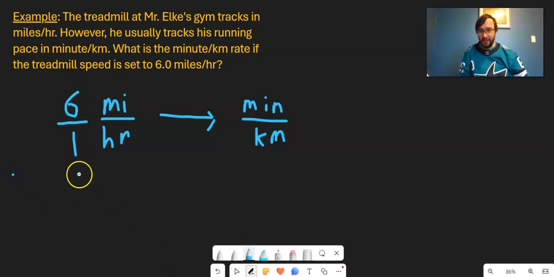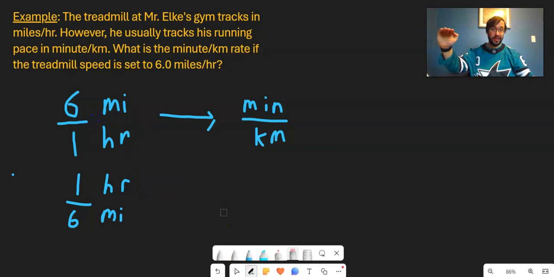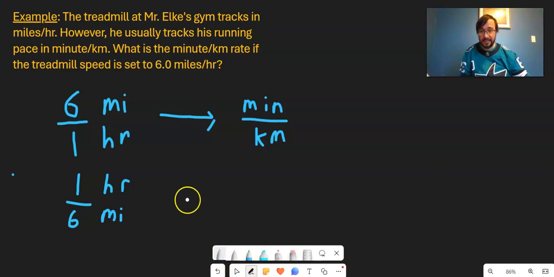So 1/6 hours per mile. And now we have the time in the numerator and the distance in the denominator. Sorry, I'm writing it out a little weird for this one, and that should say miles. Sorry, I keep messing this up. Here, I'll do that. Okay. So now we have time in the numerator, distance in the denominator. That's kind of the tough step in this case, if you ask me.